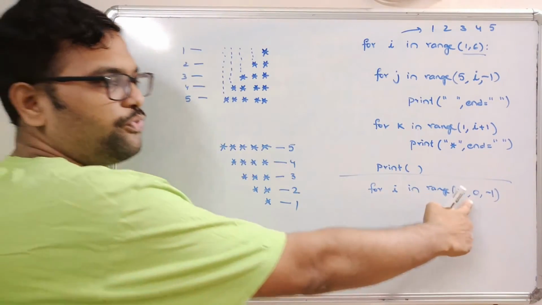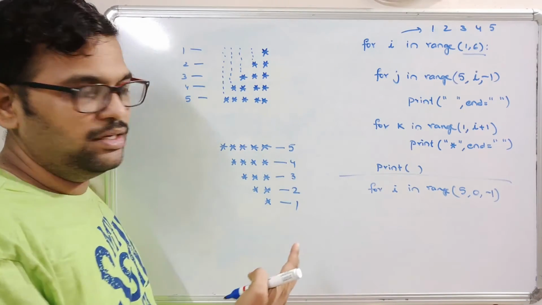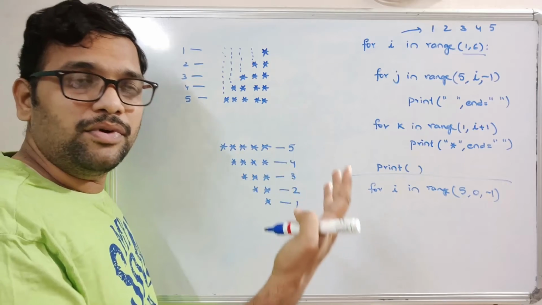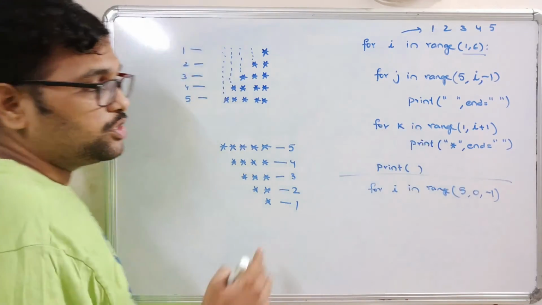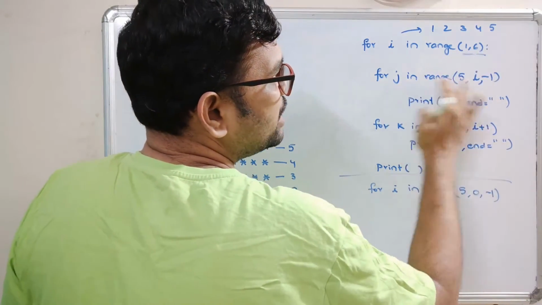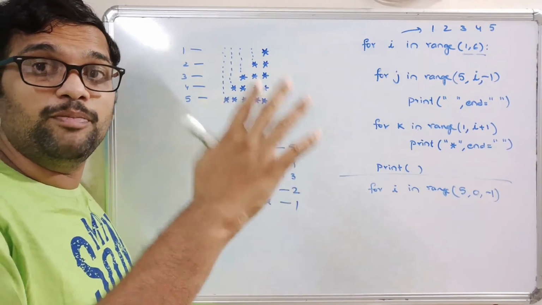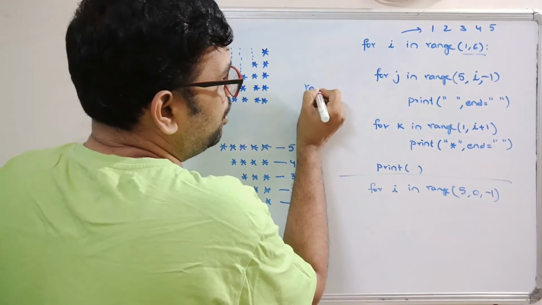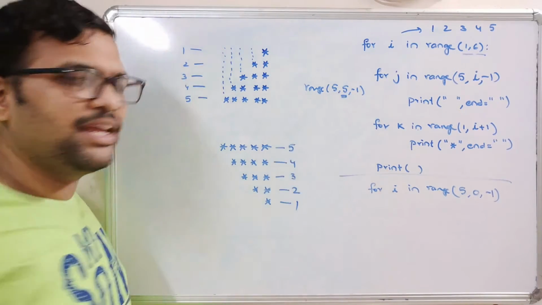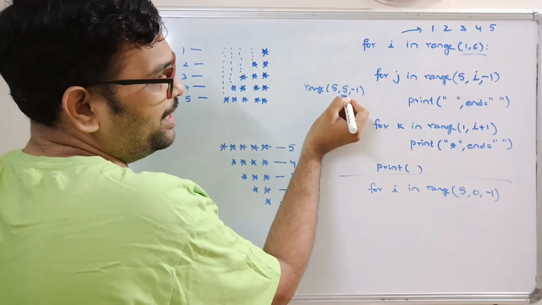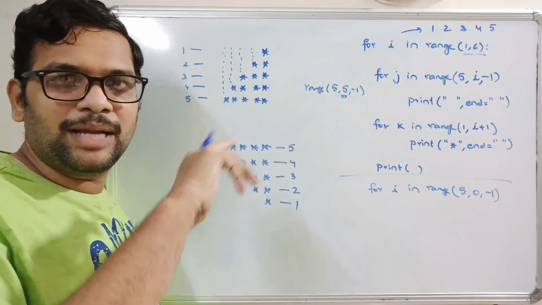So I becomes 5 in the first iteration, 4 in the second iteration, 3 in the third iteration, right? And 2 in the fourth iteration, 1 in the fifth iteration. So it will stop at 1. So whenever I becomes 5, j is equal to range 5 comma 5 comma -1. So automatically, the end index is 5, so it will not iterate even one time, right? So 0 times it will be iterating.